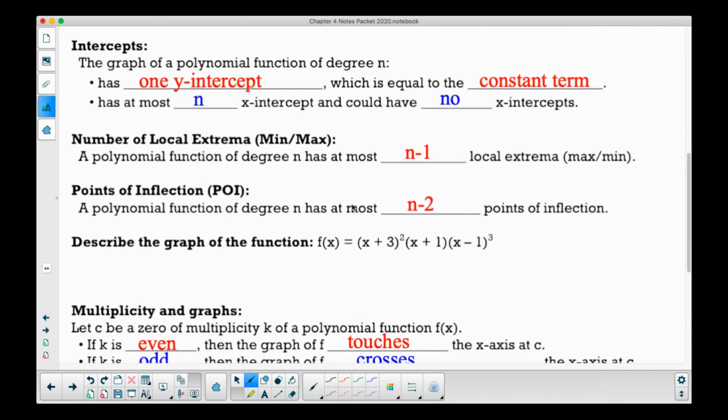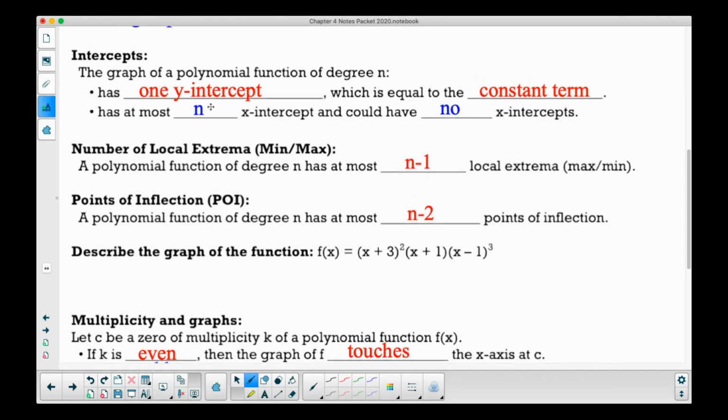All right, intercepts. The graph of a polynomial function of degree n has one y-intercept, which is equal to the constant term. So if you plug 0 in for x, you'll get that constant term out no matter what polynomial you have. X-intercepts: a polynomial will have at most n x-intercepts and could have no x-intercepts. Remember, n is the degree of the function. So if our function is degree 4, it could have at most 4 x-intercepts. However, it is possible that it has none. If there are no x-intercepts, the graph is just floating above or below the x-axis.